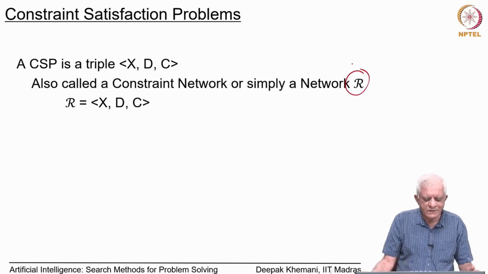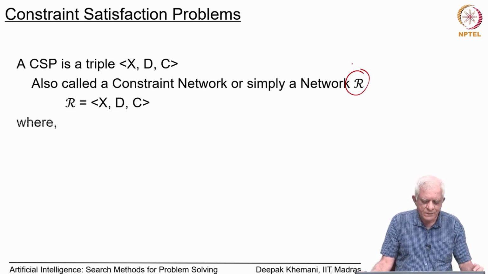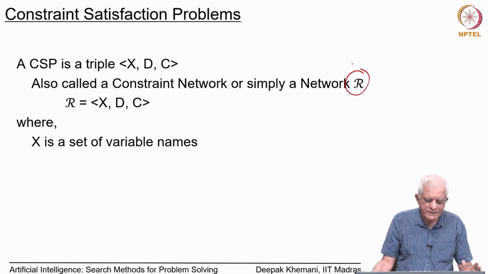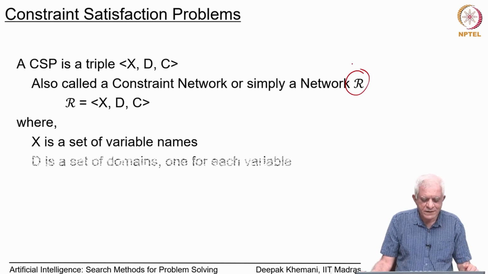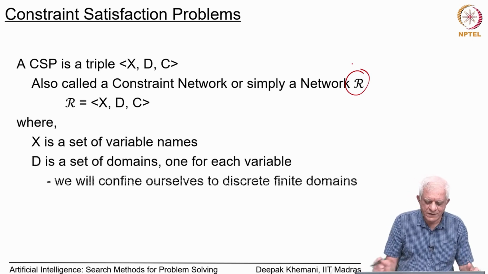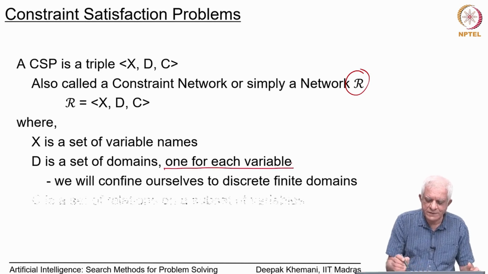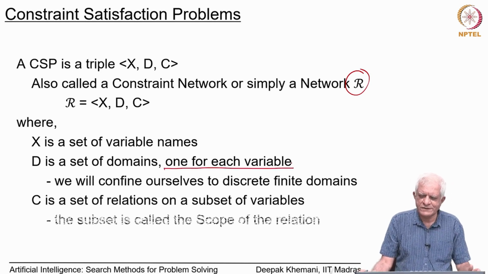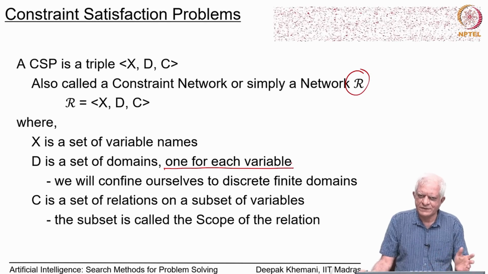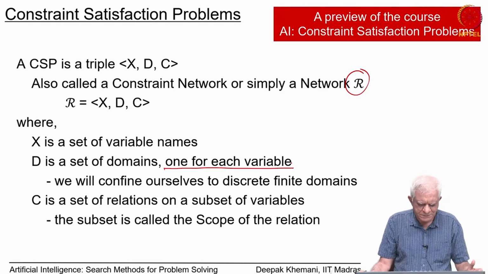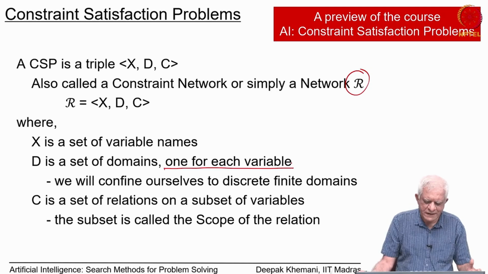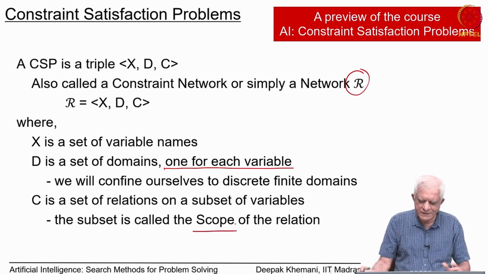So, we write that the network is made up of this triple X, D and C, where X is a set of variable names, D is a set of domains, one for each variable, be careful about that. So, we saw courses had a separate domain and rooms had a separate domain and like that, and C is a set of relations on a subset of the variables. So, each relation is a relation on a subset of the variables, and that subset for that particular relation is called the scope of the relation.